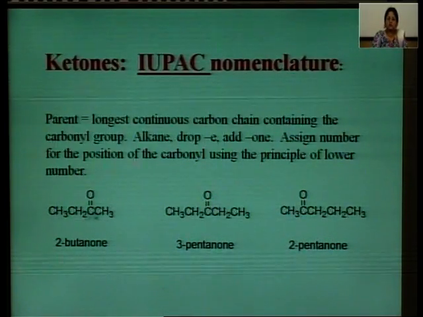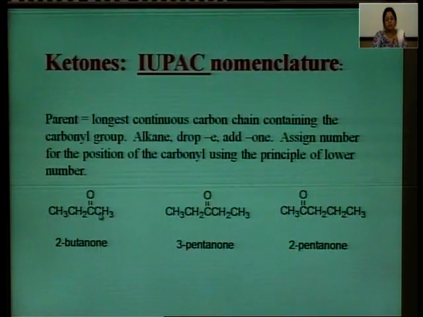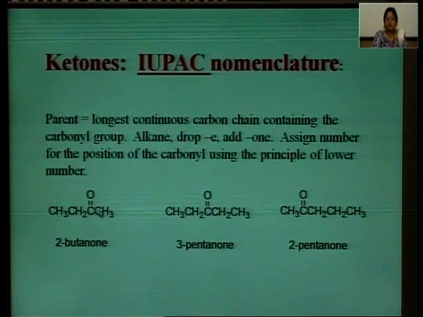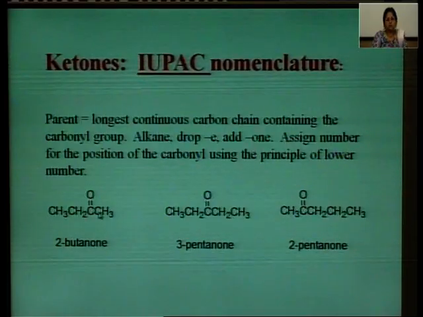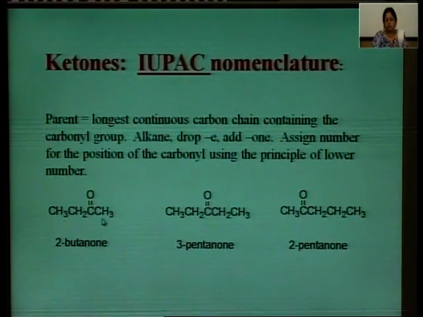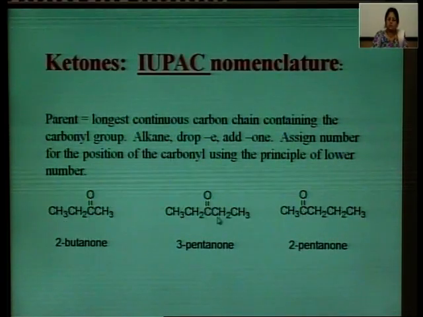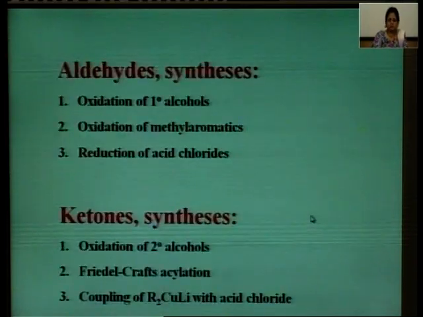For example, while giving IUPAC name to this compound, we firstly select the longest chain. This is a straight chain compound. Now, we number this compound so that the lowest number comes to the ketone moiety. So, we start numbering from this position 1, 2, 3, 4. So, this is the derivative of butane. This compound is named as 2-butanone. Similarly, this compound is 3-pentanone and this compound is 2-pentanone.